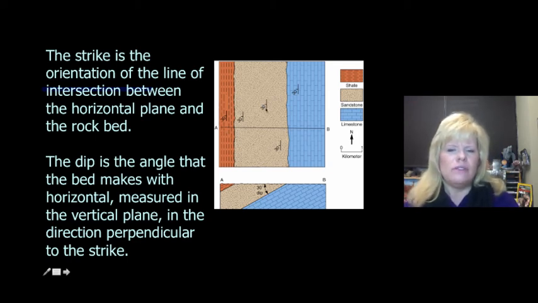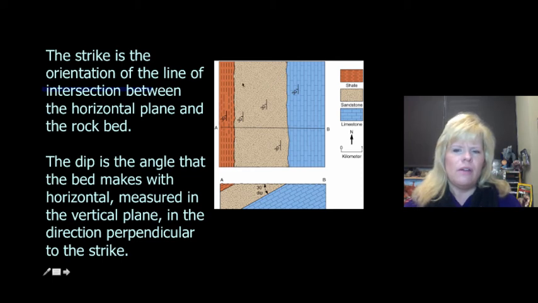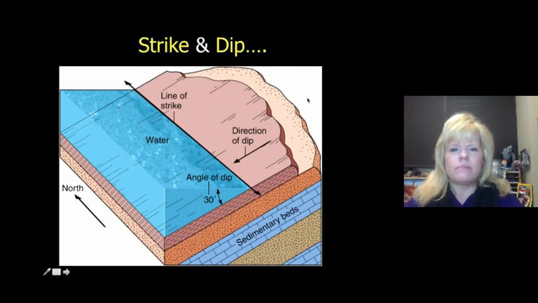Because not all strike lines are going to be straight up and down. You might have a feature that's circular, and you would have strike lines all the way around it. I'll demonstrate that shortly. So all we're looking at in strike and dip is the angle of these beds subsurface.